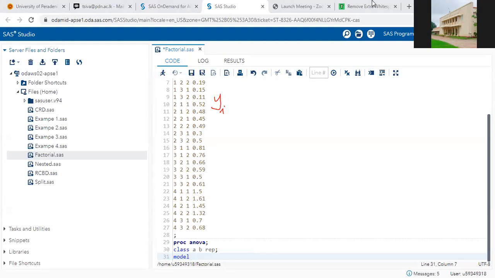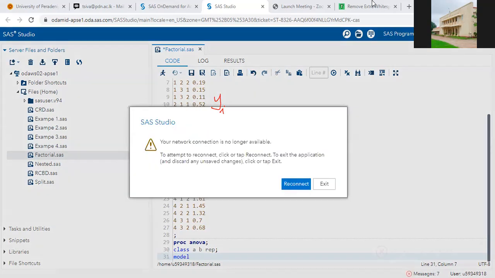Now we are learning the practical. Theory we learn. I'm asking the question from the theory, so everybody should know how we can write down the model for a two-factor factorial, because it is two-factor, factor A and factor B.